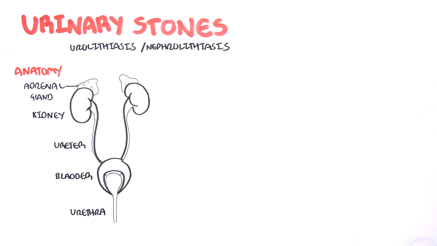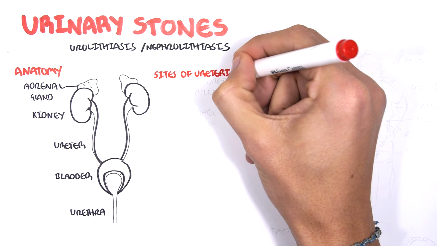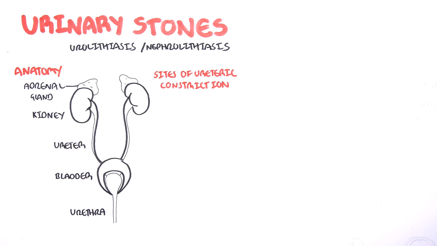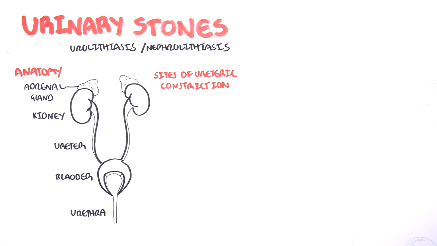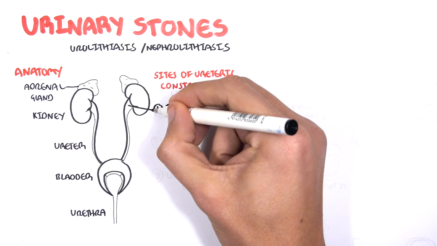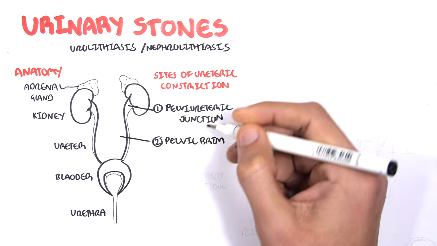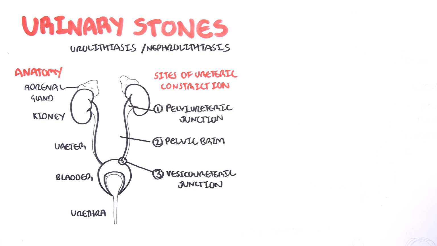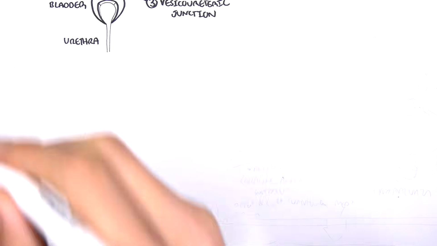The ureter has 3 sites of constriction, where it contracts the smooth muscle. These are important to know because these are the sites where narrowing can occur, and also the sites where urinary stones can lodge. The sites of ureteric constriction include the pelvic ureteric junction, the pelvic brim, and the vesico-ureteric junction. The vesico-ureteric junction is actually the connection between the ureter and the urinary bladder, which is sort of behind and under the urinary bladder.